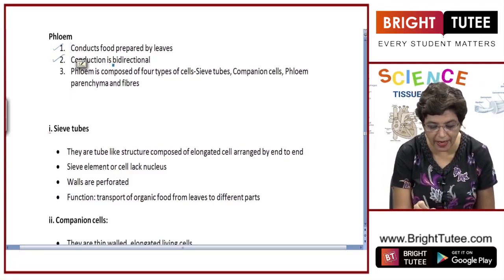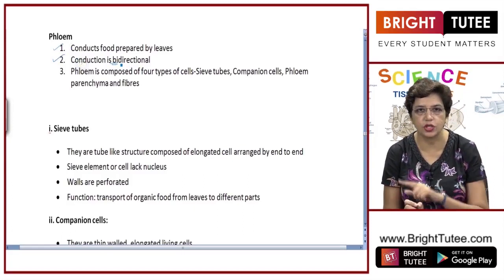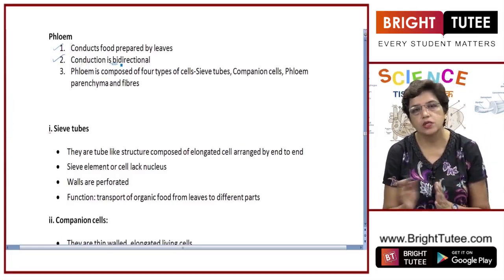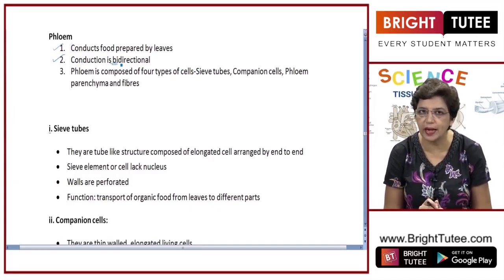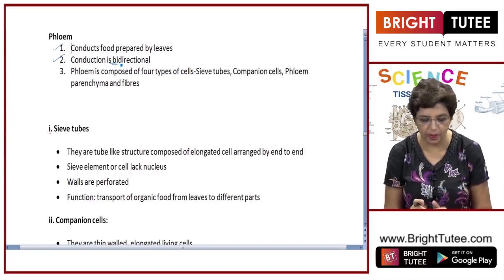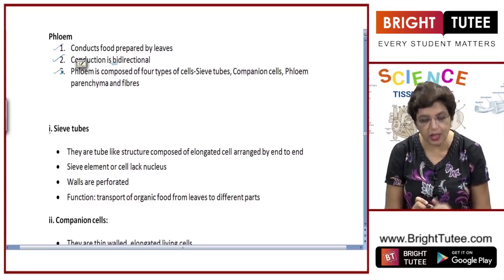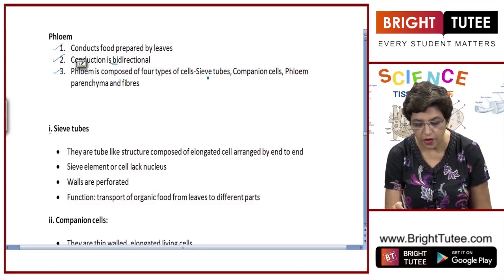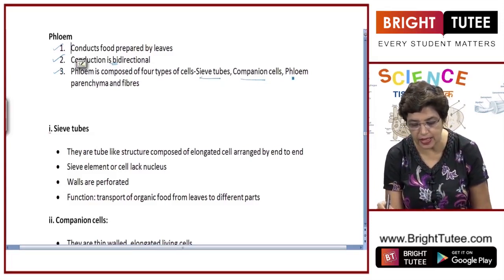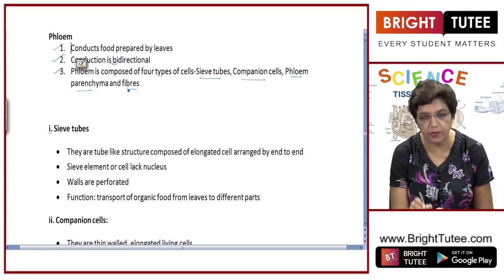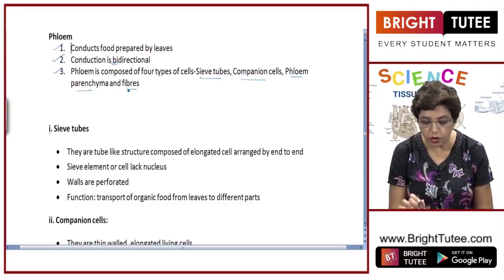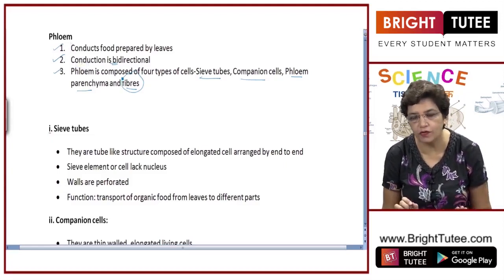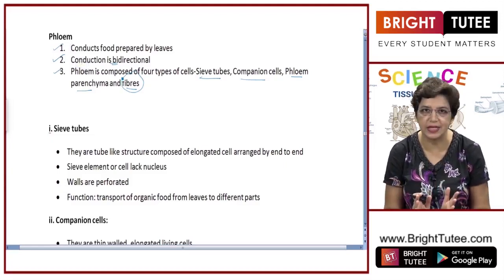The conduction is bidirectional, that is in both the directions, from leaves to storage organs, from storage organs back to the growing parts. So conduction can take place in both the directions depending upon the needs of the plant. Thirdly, phloem is composed of four types of cells, just like xylem. First is sieve tubes, companion cells, phloem parenchyma and phloem fibers. Out of these, only phloem fibers are the dead cells. The rest three parts of the phloem are the living cells.